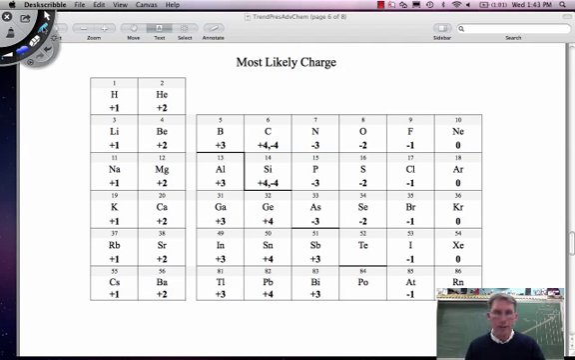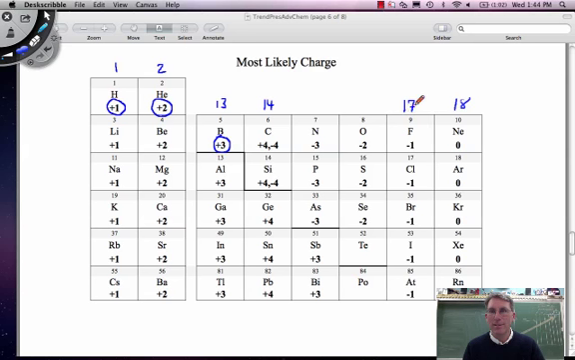Our trend in most likely charge is going to be that our first family, family number 1, takes a +1 charge. And family number 2 takes a +2 charge. Family 13 takes a +3. And I'm going to skip number 14 here for a second, and start all the way over here at 18. So in family 18, we get a 0 charge, because these are our noble gases, and they don't want to react at all.